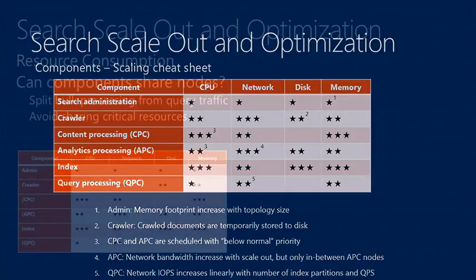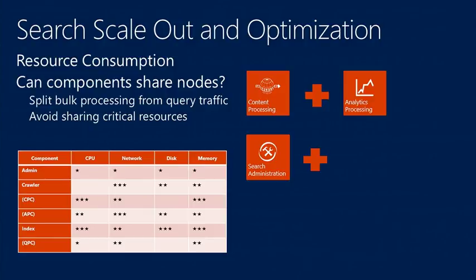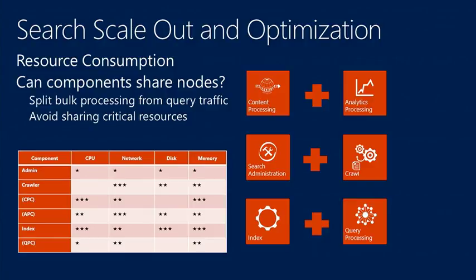And again, the same one as we saw earlier. If I've got components that are heavy disk utilized, I don't want to put another heavy disk utilized component on the same machine, because I'm just increasing the complexity and the resource contention. So mixing search admin with crawl is a good thing. Mixing content processing and analytics is a good thing, because they have different characteristics in terms of use of resource.